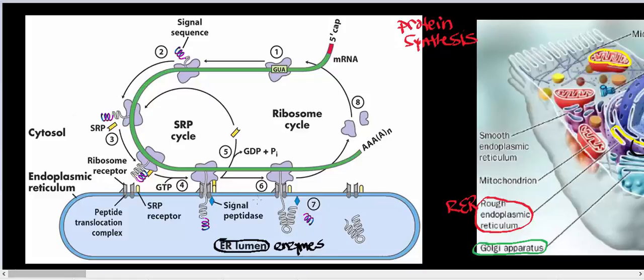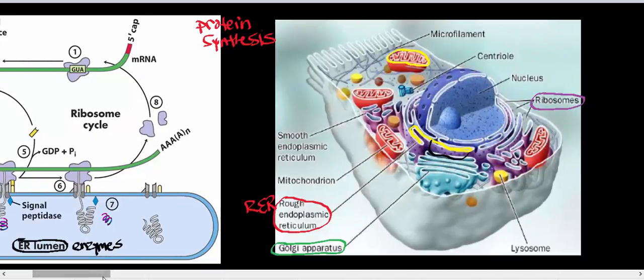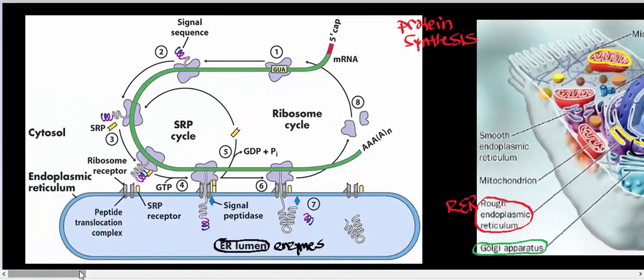Sometimes when you're talking about the rough ER and the Golgi apparatus, I don't think teachers really elucidate the functions as they occur in real time. So hopefully we'll get an intuitive sense of this. In the last video we talked about the ribosome, and the function of the ribosome actually still applies here. So let's actually look at it.